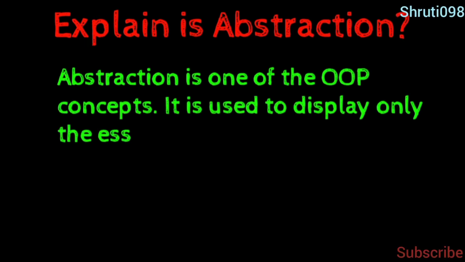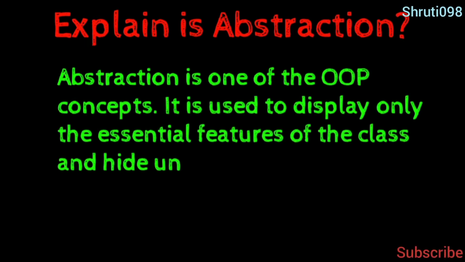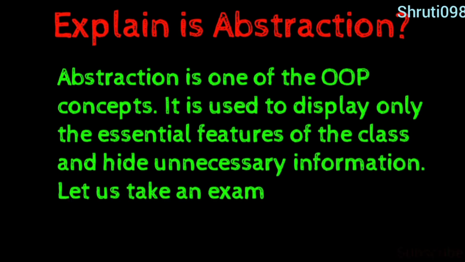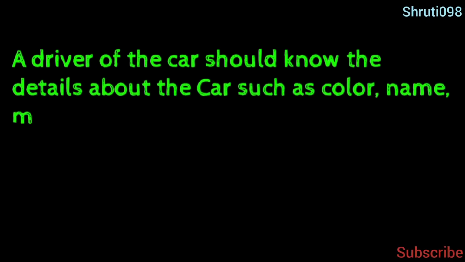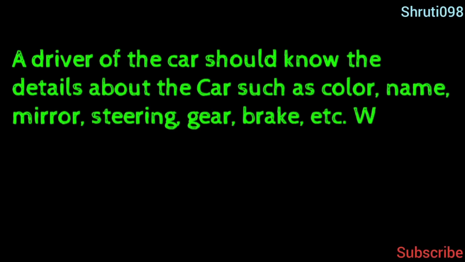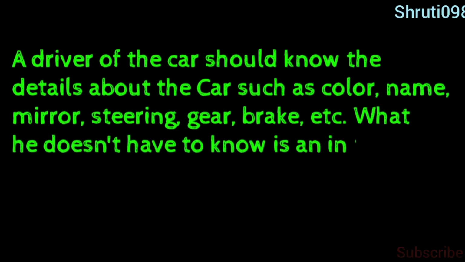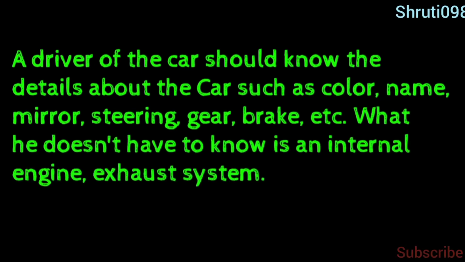It is used to display only the essential features of the class and hide unnecessary information. Let us take an example of a car. A driver of the car should know the details about the car such as color, name, mirror, steering, gear, brake, etc. What he doesn't have to know is the internal engine and exhaust system.